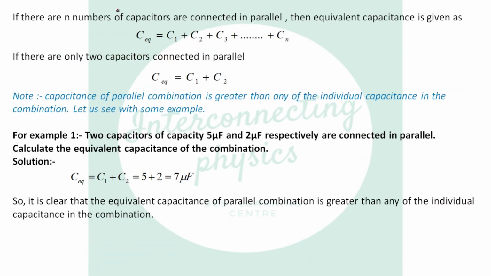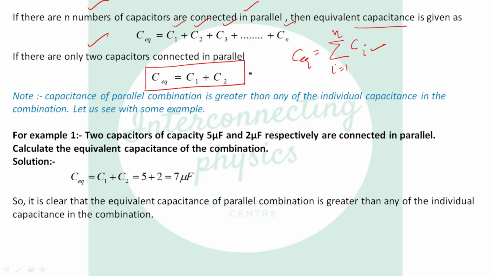Now if we have n capacitors connected in parallel, then the equivalent capacitance will be C equivalent equal to C1 plus C2 plus C3 up to Cn. In summation form, C equivalent will be the sum of Ci from i equal to 1 to n. And if we have only two capacitors in parallel, then C equivalent equals C1 plus C2. You see here, the capacitance of the parallel combination is greater than any of the individual capacitances in the combination. Let us see this with an example.